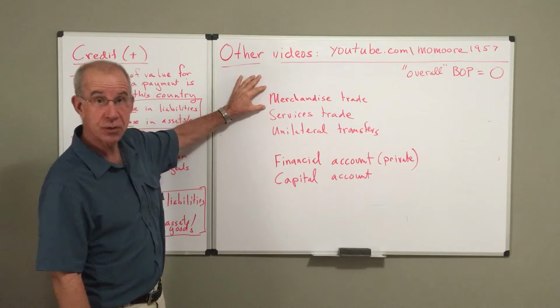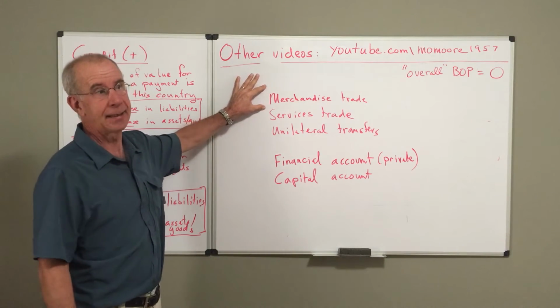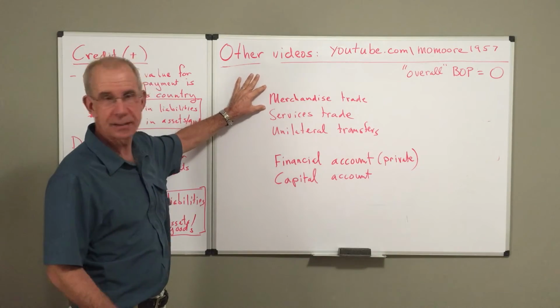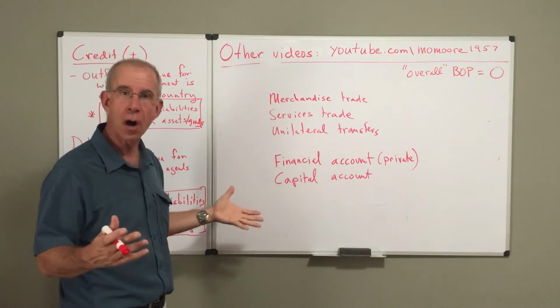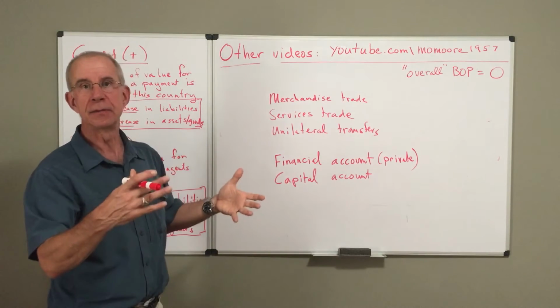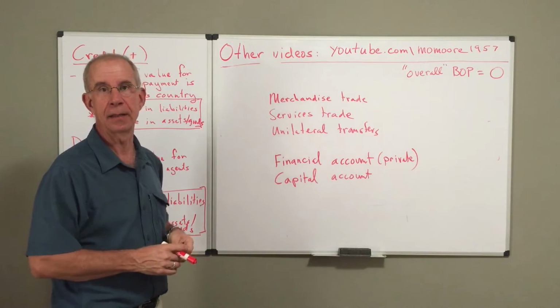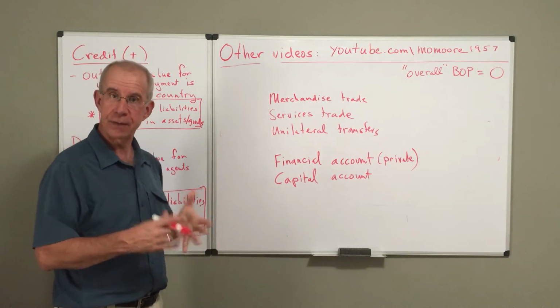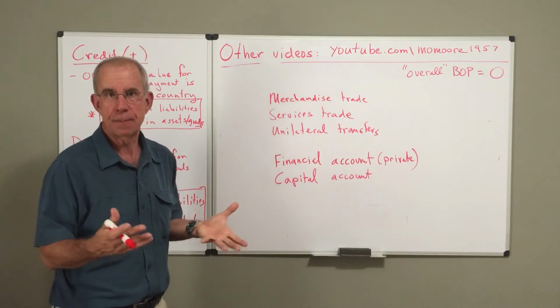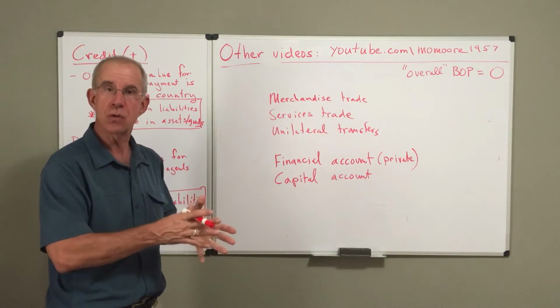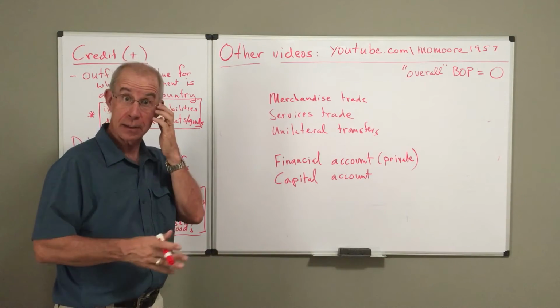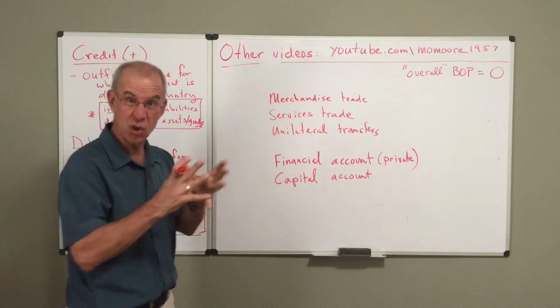So the first one is merchandising trade. Now when I say merchandise, that's goods. So that would be cars and wheat and electronics and civilian aircraft, various products that people would use in their daily lives. So products, goods.